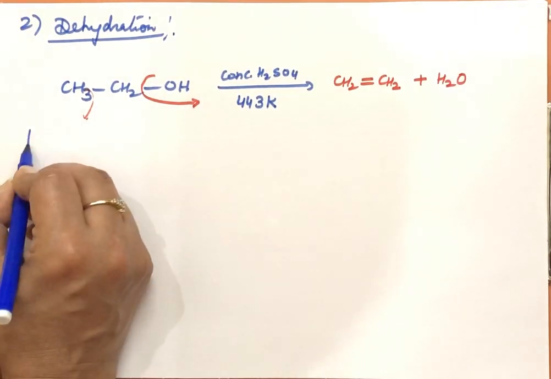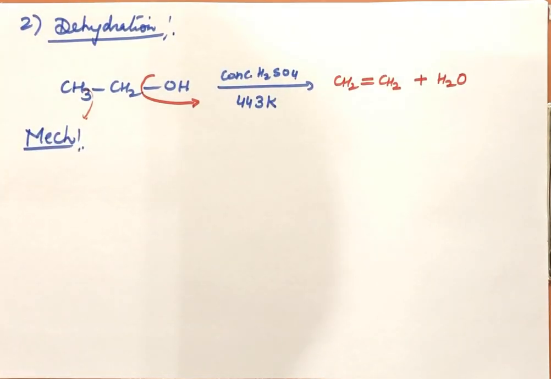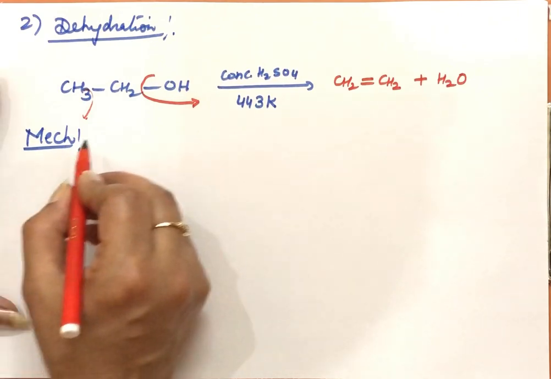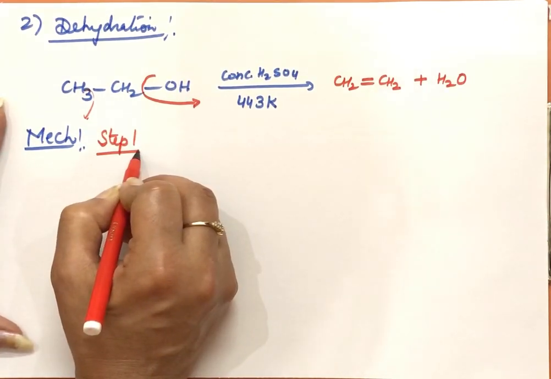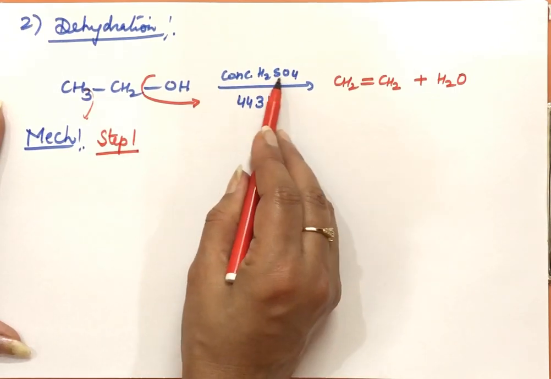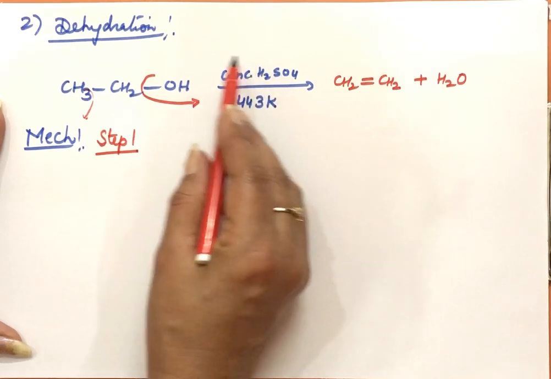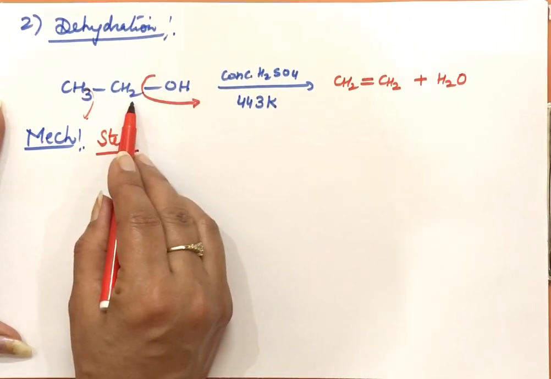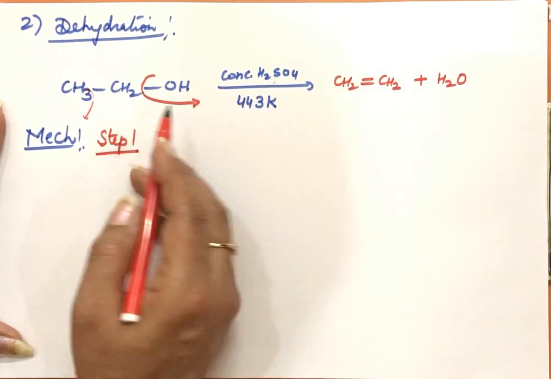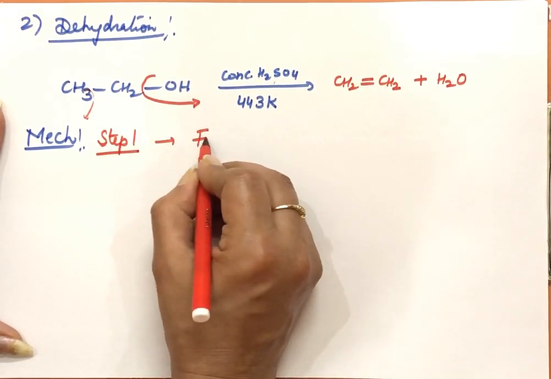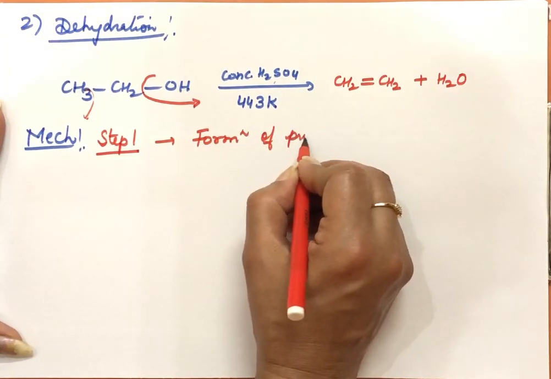Next is the mechanism of this reaction. So the reaction is in front of us. We can write the mechanism looking at the reaction. What will be the first step of the mechanism? I told you before also, in any reaction in which acid is used, normally the H plus of the acid attacks the main compound and we get the first step. So H plus attacks the alcohol and forms protonated alcohol, the formation of protonated alcohol.